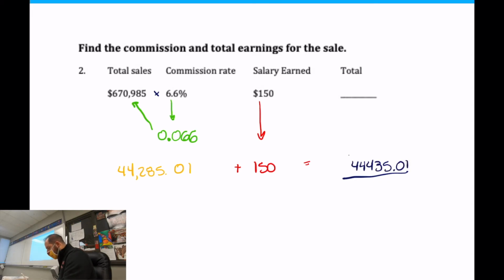That's a pretty monstrous paycheck. Yeah. For one sale. For one sale. And that's realistic, not joking. You work in farm equipment sales, you make some serious money.